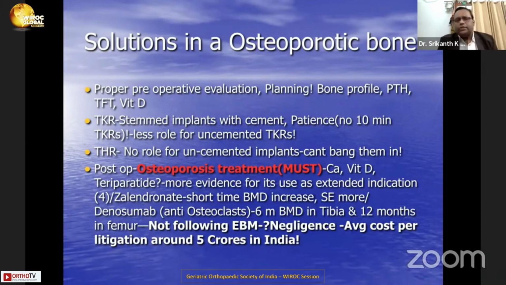Denosumab, again, very promising. It's an antiosteoclastic agent, and we have proof that the periprosthetic BMD increases up to 6 months in the tibia and 12 months in the femur. And not following evidence-based medicine can lead to negligence in our practice. And we know in 2021, the average cost of litigation in India is around 5 crores per patient.